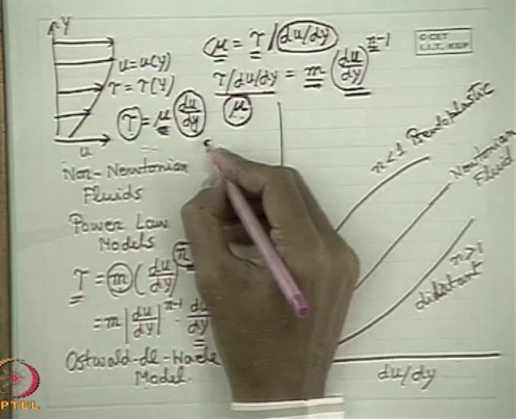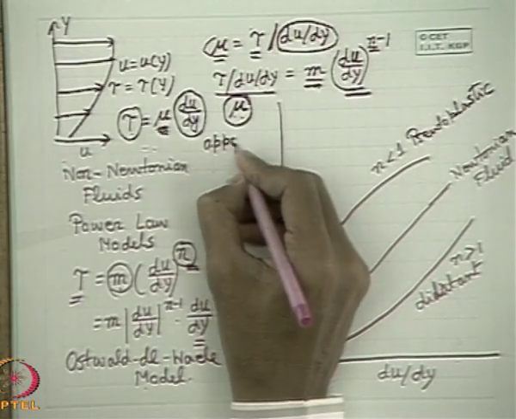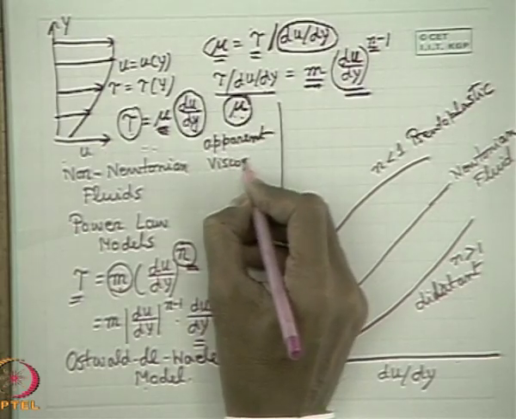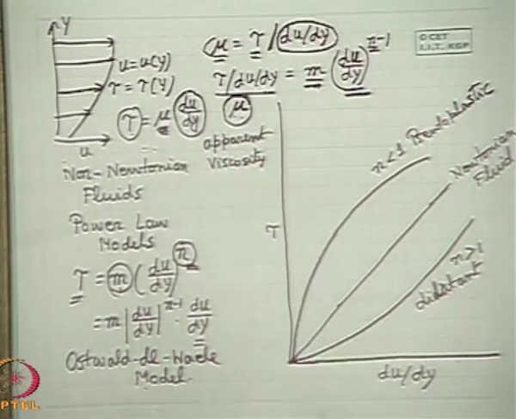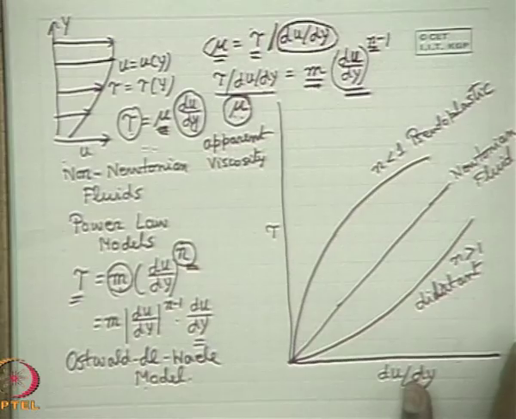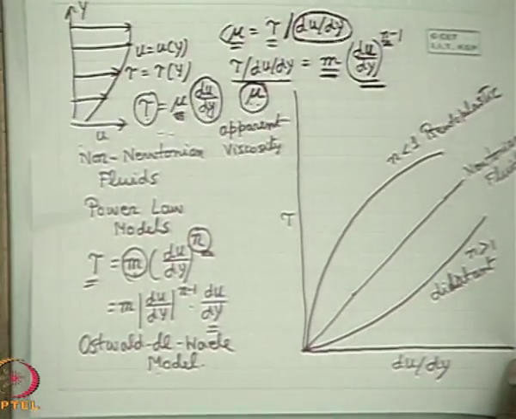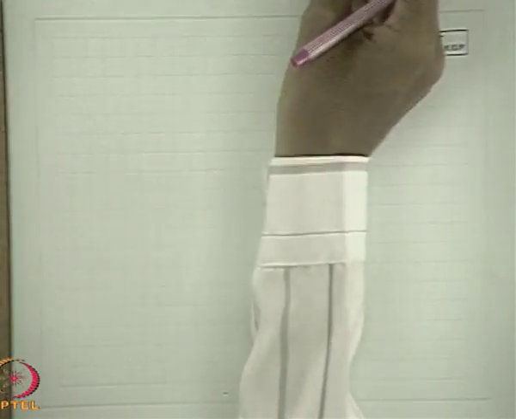In this case this mu is known as apparent viscosity. Now after this, I will come to the definition of two very important things.